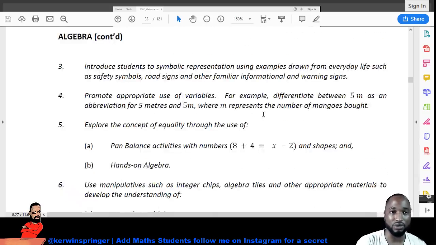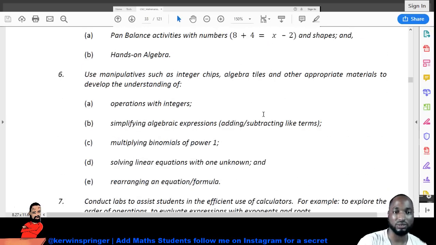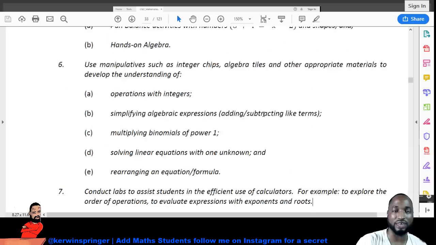Algebra continued. So that's the end of algebra. So that's your syllabus. What do you all think about the algebra syllabus?